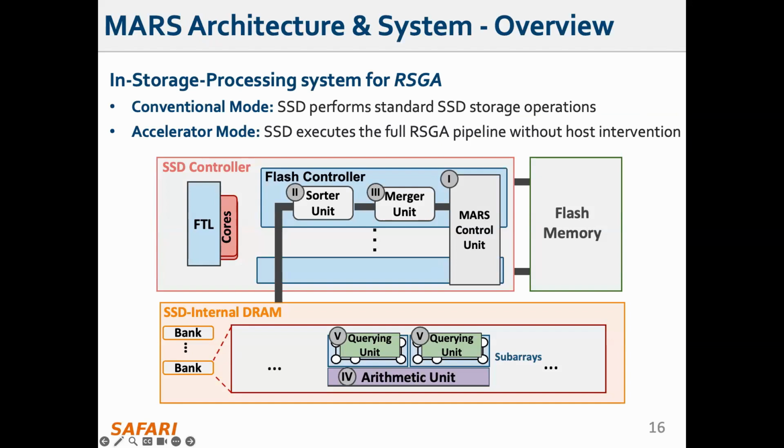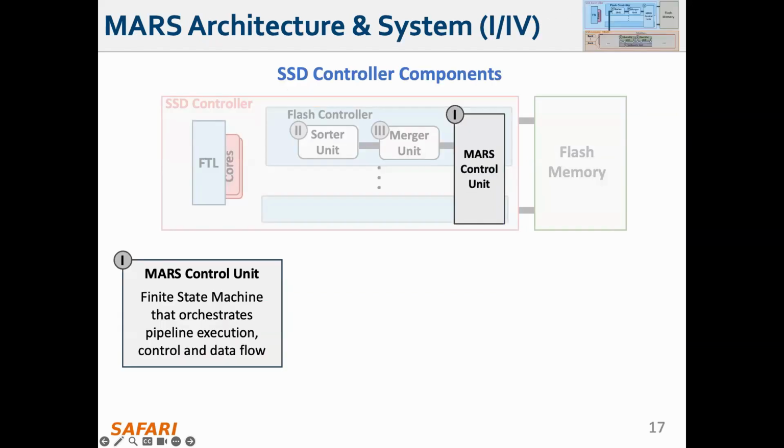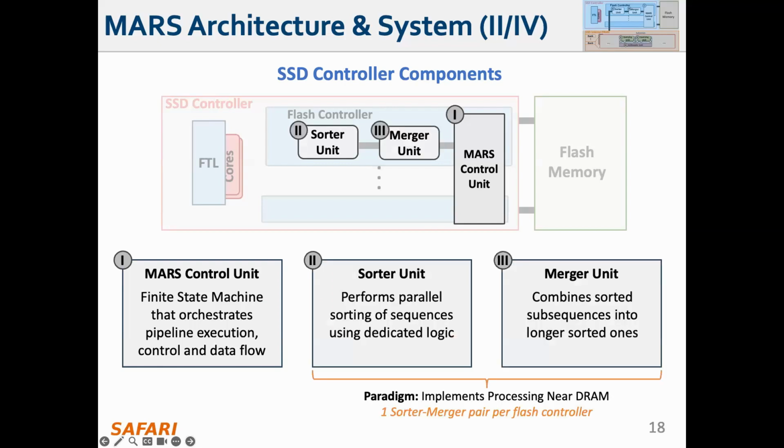Let's now have a closer look at the components that make the system possible. The first one is the MARS control unit, which implements a finite state machine that orchestrates the complete RSGA pipeline steps, including control and data flow. We then have dedicated sorter and merger units within the SSD controller. We have 1 per flash controller, so 8 in total in our design. And they can perform highly parallel hardware accelerated sorting and merging, which is a core step of the chaining step within read mapping.